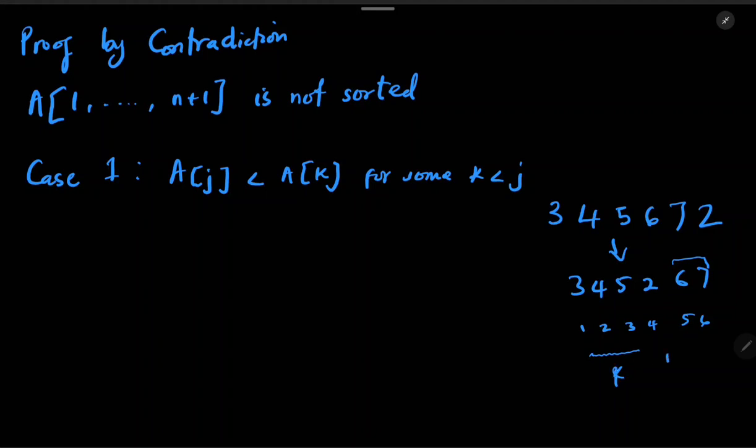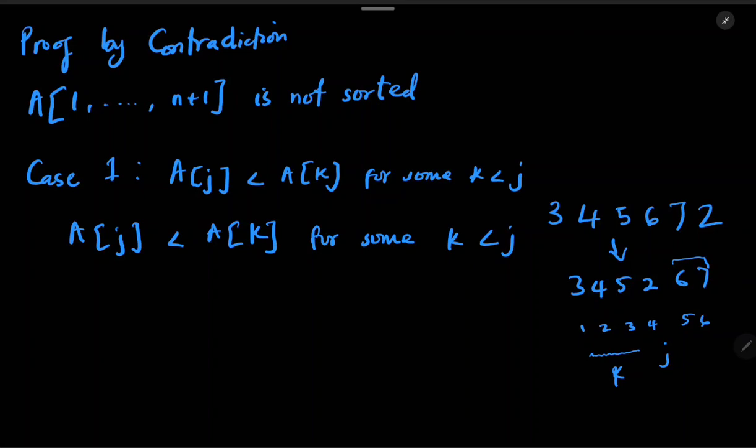All of this could be a K and this would be a J. So K less than J. So this is it. Our case 1 is that A of J, which is A of 4, is less than A of K. Any of these, 3, 4, or 5, is less than A of K for some K less than J. Positionally, 1, 2, 3 is less than 4, so K less than J. I'm just trying to repeat this to show how this example means the same thing with this notation, for some K less than J. So this is case 1.